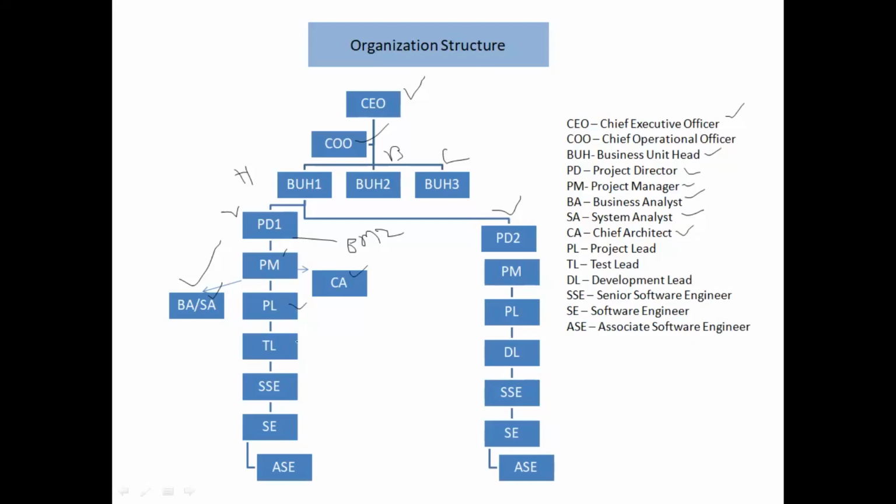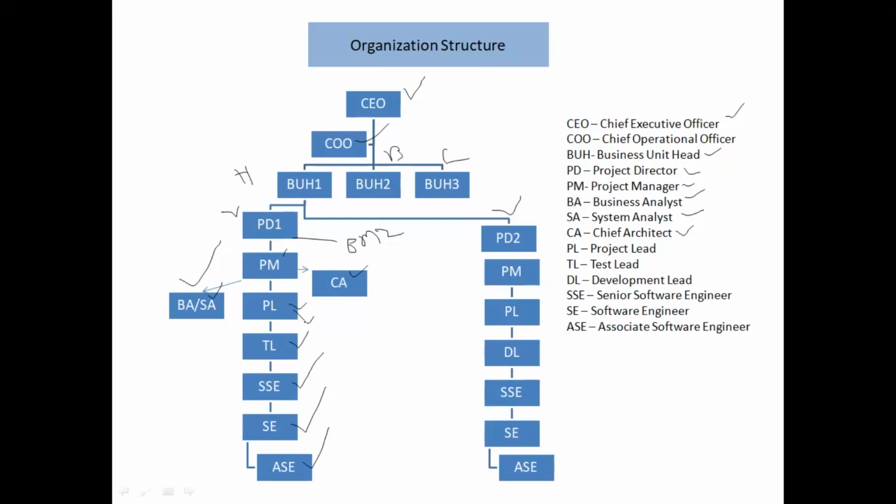If you are in a testing team, under the project lead, if he is a testing project lead, you will have a test lead, and you will have senior software engineers, then software engineers, and associate software engineers. Associate software engineers are freshers. Software engineers are like 1 to 2 years experienced people. Senior software engineers are minimum 4 years experienced. Test leads may be 5 to 6, more than 6 years experienced. The project lead is also more than 7 years experienced.